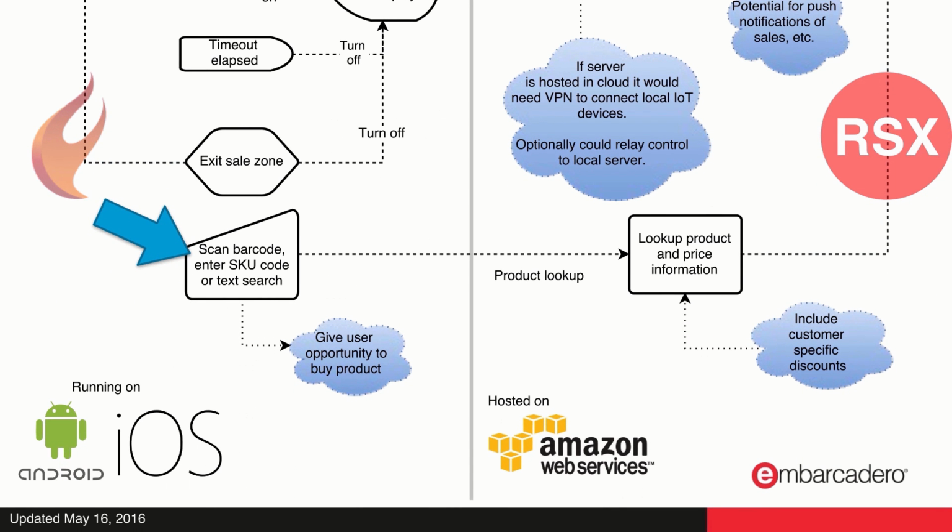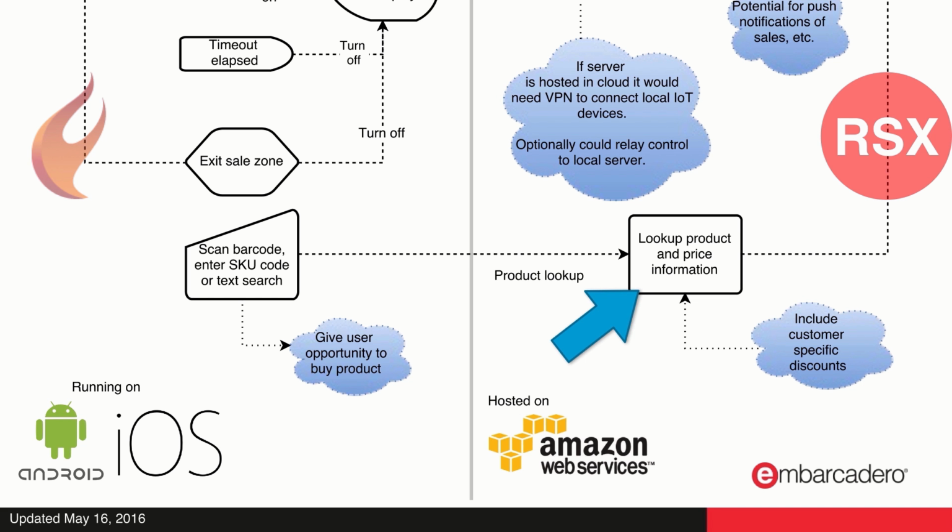Another feature we added is for the customer to have the ability to scan a barcode or to search for products by SKU or text. And that will give them the ability to look up product information and price information as they're shopping. This can also actually be connected to the beacon fence system to help them navigate to the location in the store where the product is they're looking for, if they're searching by text.